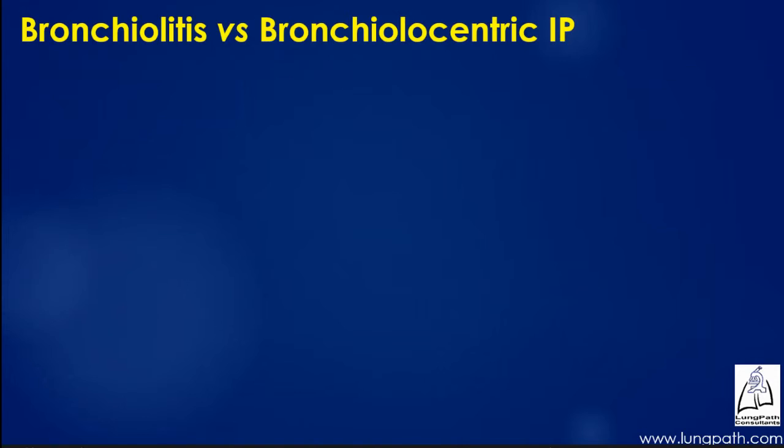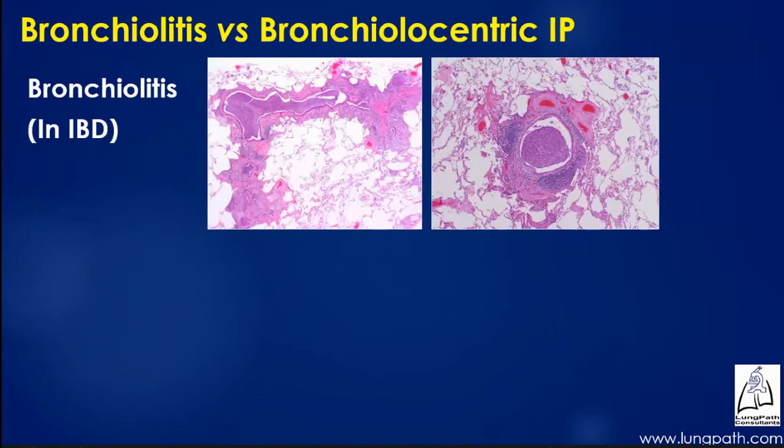Bronchiolitis versus a bronchiolocentric interstitial pneumonia or bronchiolocentric interstitial lung disease. Here is bronchiolitis. It happens to be in a patient with inflammatory bowel disease, and it's obvious that the pathology there all centers on an airway, cut longitudinally on the left and in cross-section on the right, and the alveoli around that airway are almost entirely unaffected. That's easy at low power to appreciate that the pathology centers on the airway, hence bronchiolitis.